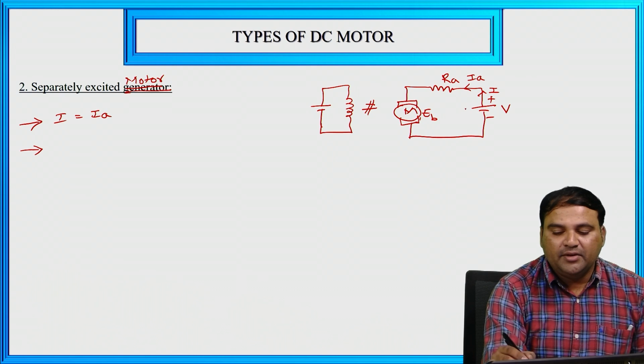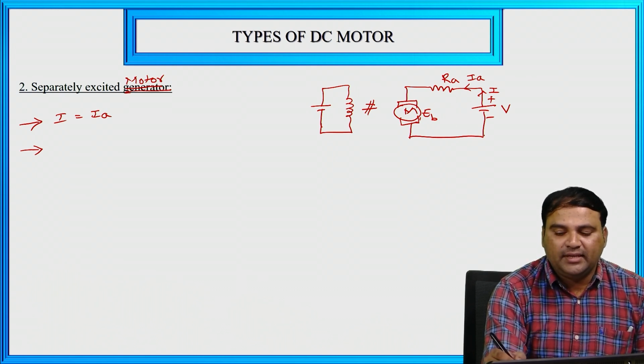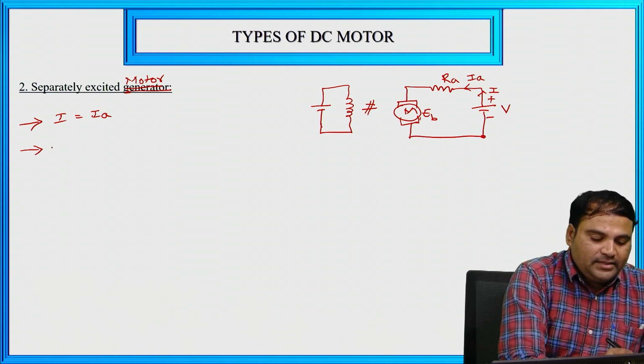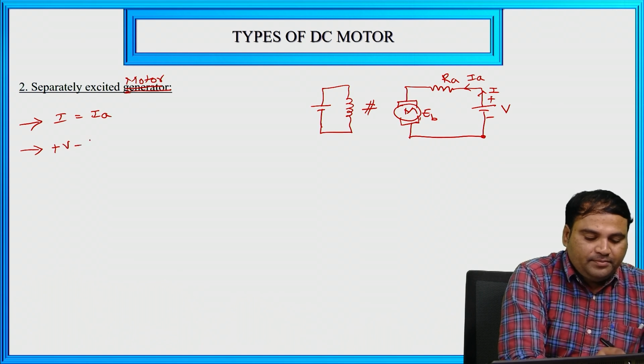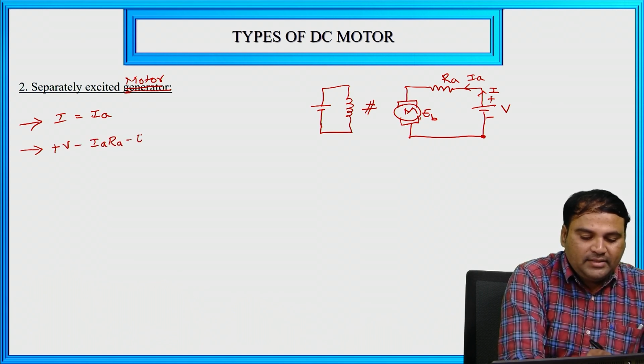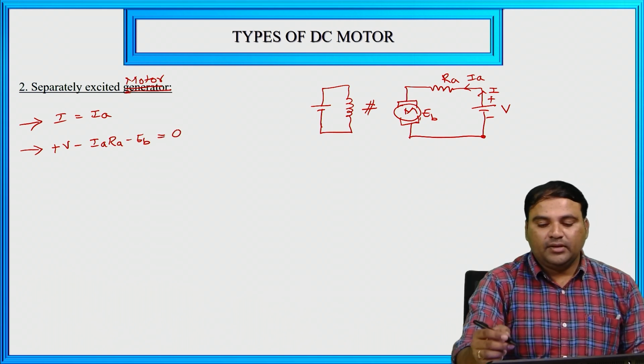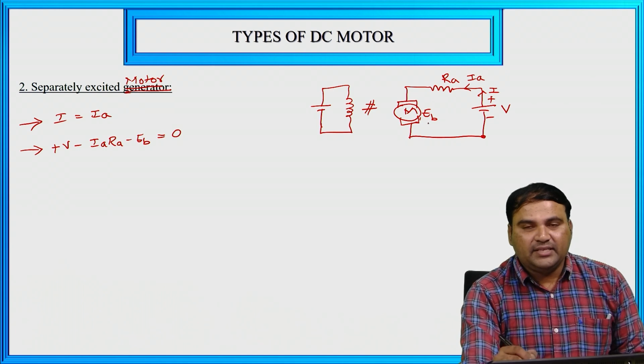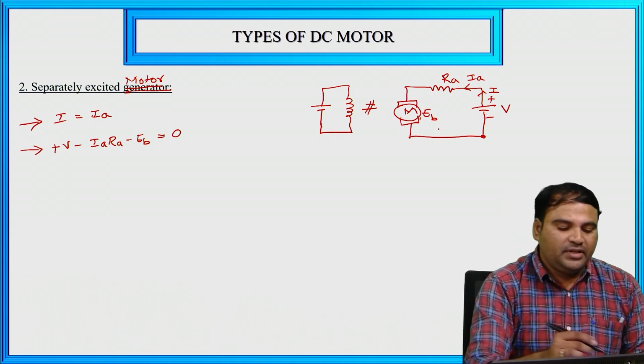The voltage relation of the separately excited DC motor: for that we need to apply KVL here. So I am starting from this point. When I am starting from this point, always we need to take the second polarity, that is plus V minus IA RA minus EB equal to 0. So plus V minus IA RA minus EB equal to 0. Then find out EB.